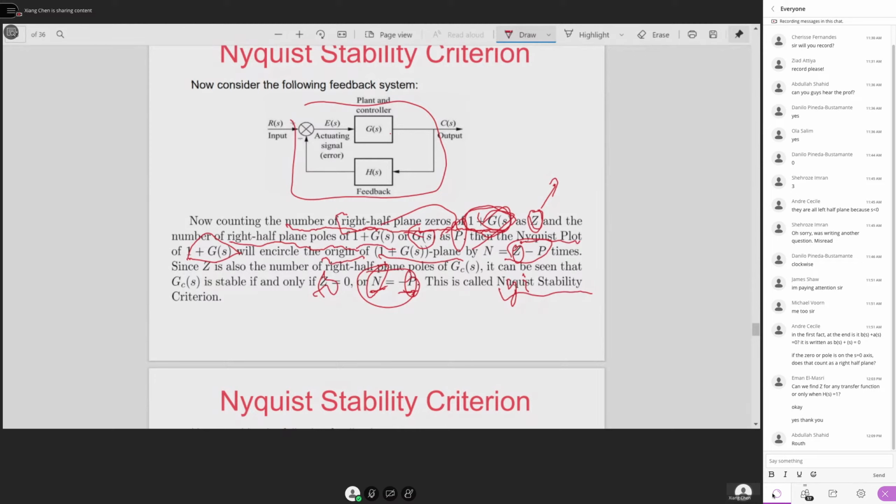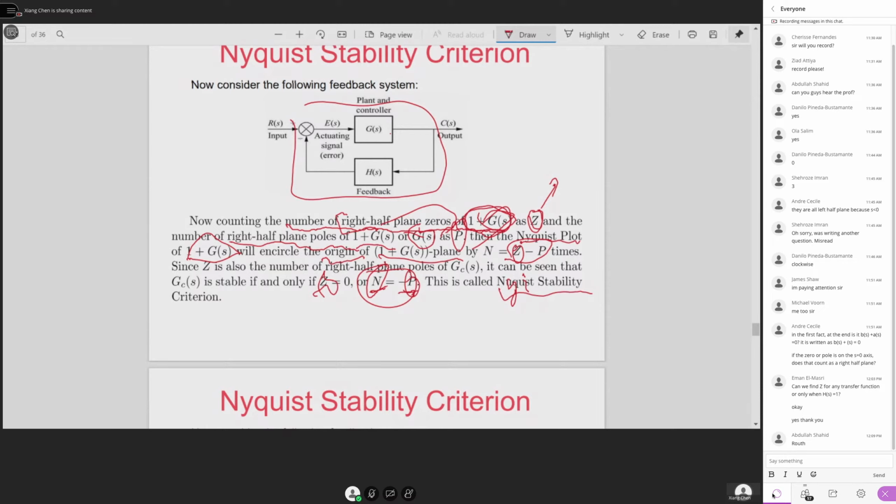Because it only evaluates the denominator polynomial. So in order to apply Routh-Hurwitz, you need a closed loop transfer function, because you need to know what the denominator polynomial of the closed loop transfer function is. Before you have that information, you won't be able to use the Routh-Hurwitz criterion. In order to apply it, you do need the closed loop transfer function's information.